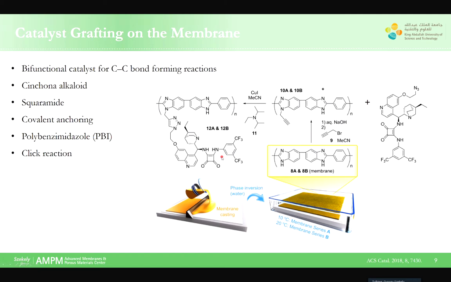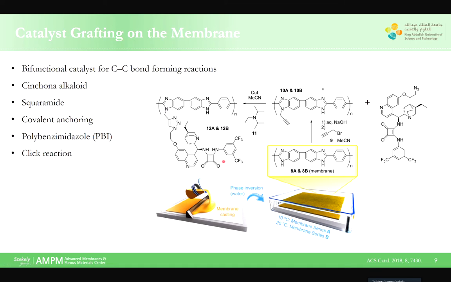So why is that important? In previous studies, the catalyst, whether it was an organocatalyst or a noble metal-based catalyst, was always dispersed into the dope solution and then cast, which means that it can leach out during the application, and eventually the catalytic performance deteriorates, and the leaching catalyst can also contaminate the final product.